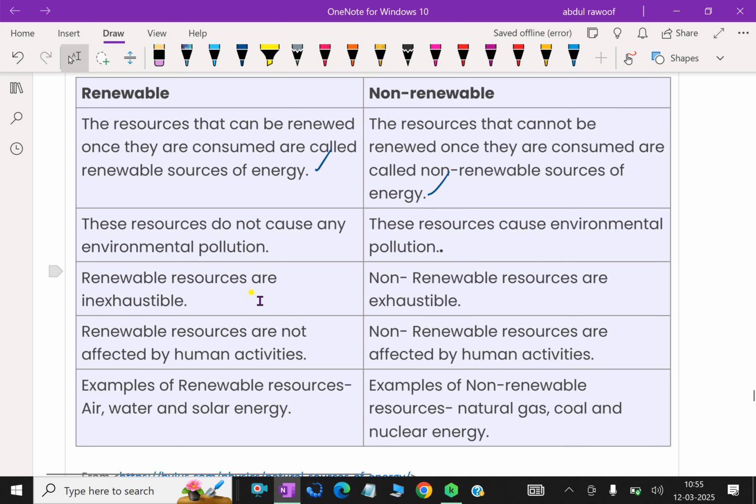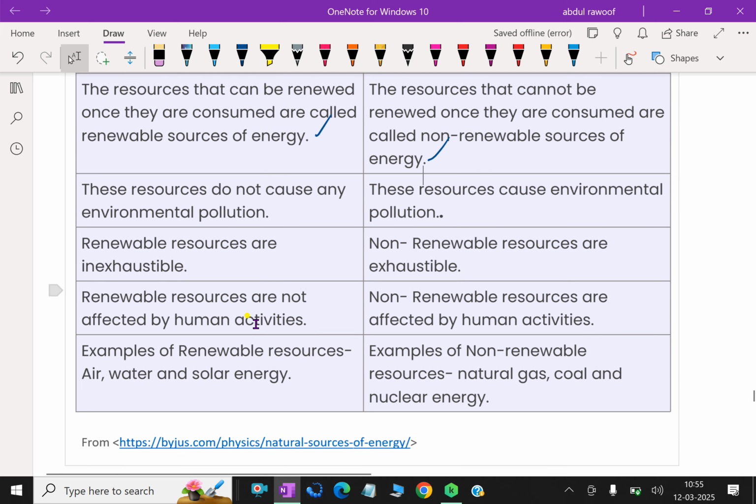And renewable sources are inexhaustible. Non-renewable sources are exhaustible. Renewable sources are not affected by human activities. Non-renewable resources are affected by human activities. Examples of renewable resources are air, water, and solar energy. Examples of non-renewable resources: natural gas, coal, and nuclear energy.